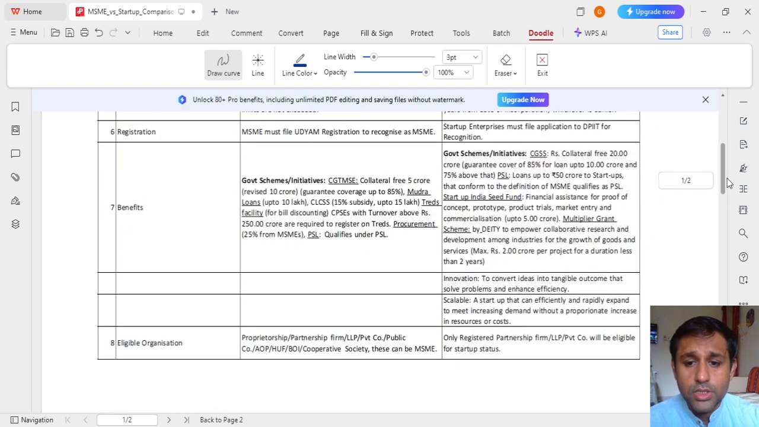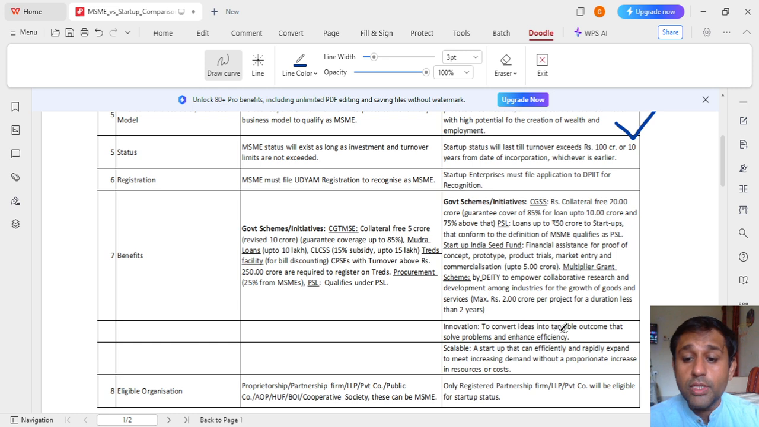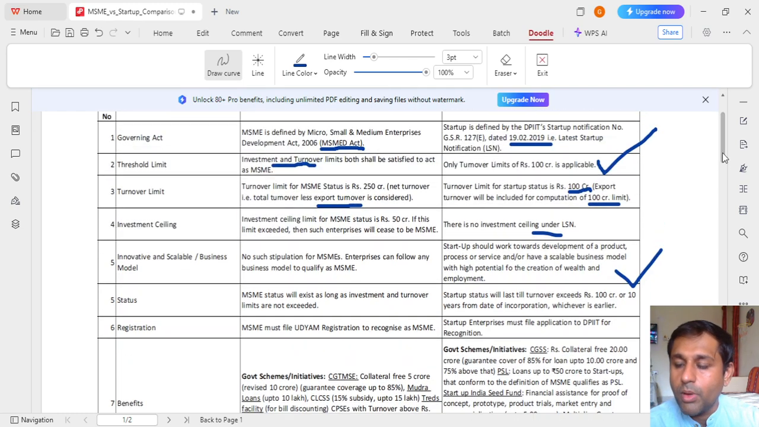So let's know what is the definition of innovation. Innovation is to convert an idea into a tangible outcome, to solve a problem and enhance efficiency. Whereas scalable means a startup can be said to be scalable if it can efficiently or rapidly expand to meet the increasing demand without a proportionate increase in resources or cost. So that is the definition of innovation and scalable. It has to solve the problem of people at large, then only it will be known as innovative. At the same time, it should be scalable and innovative at the same time.